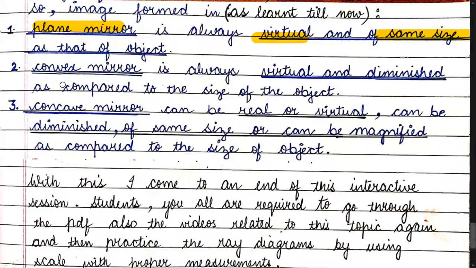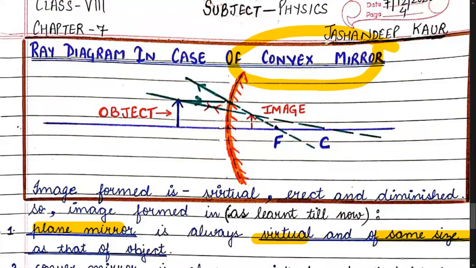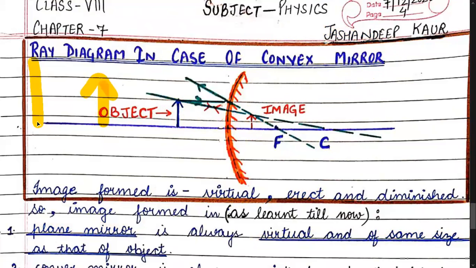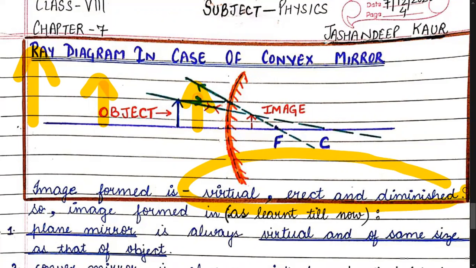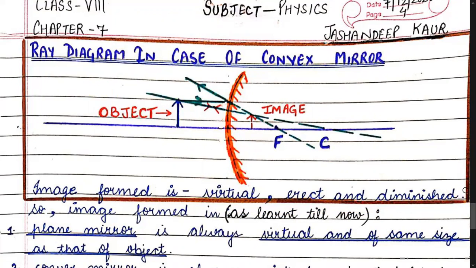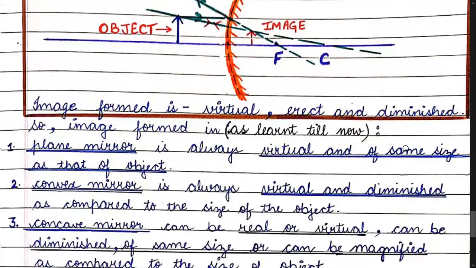While in case of a convex mirror, the image is again virtual and erect, but the size is not the same. It is a smaller size, a diminished image. So students, the size of the image is smaller as compared to the object. And even if you place the object anywhere in front of a convex mirror, the image will always be virtual, erect and diminished. No matter what the position of the object is, the image will always be virtual, erect and diminished.